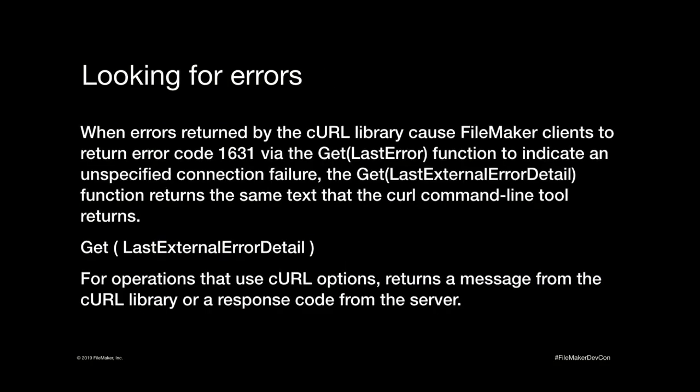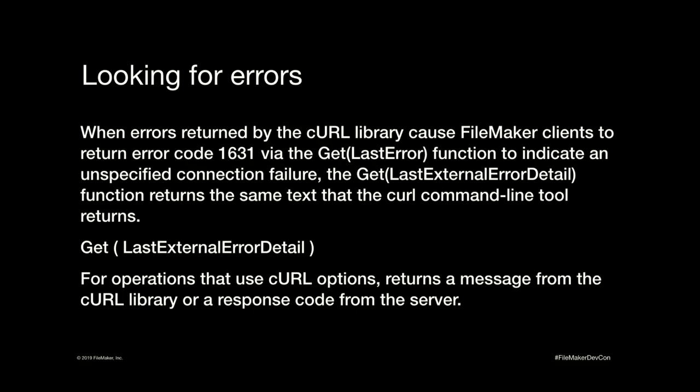Okay? So the next thing to talk about then is about looking for errors. And this is verbatim from the help. I'm aware that not everybody reads the help. This would be a helpful thing to start to do. And the reason is because this is a very helpful statement, which I'm going to read to you. When errors returned by the curl library cause FileMaker clients to return the error code 1631 via the getLastError function to indicate an unspecified connection failure, the getLastExternalErrorDetail function returns the same text that the curl command line tool returns. So getLastExternalErrorDetail will give you back the curl errors that curl gives back to FileMaker.